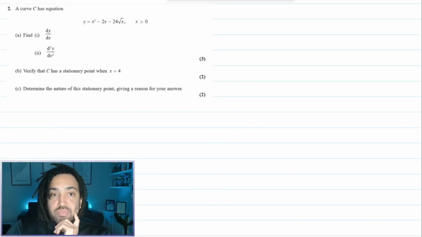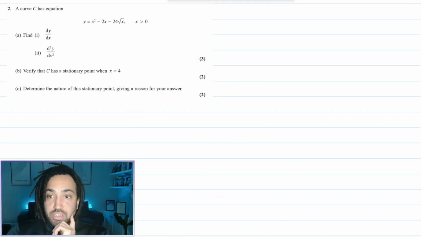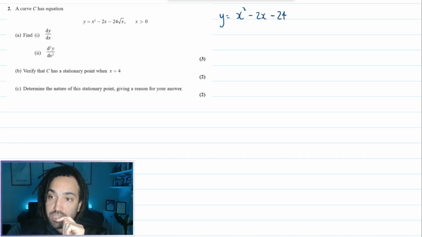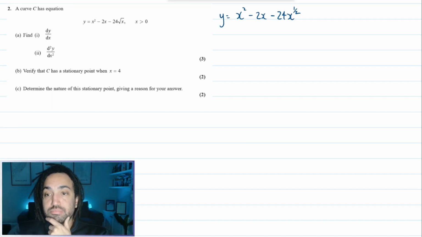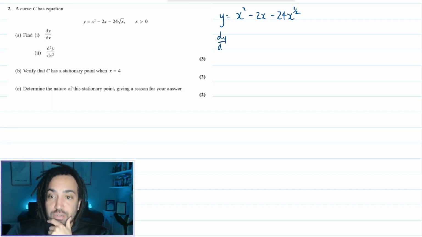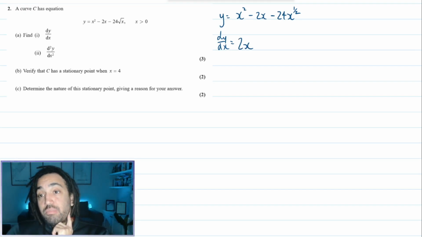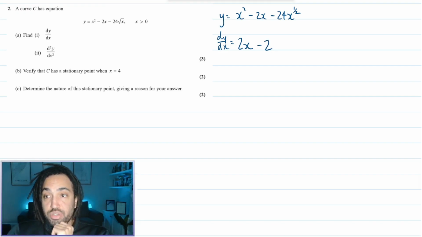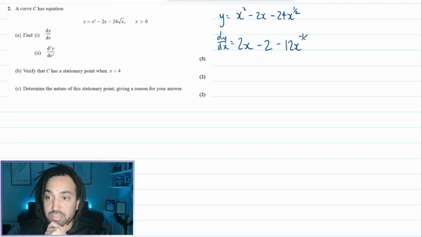Question number 2, and we are going to be differentiating. First off, I need to write it in the form where I can differentiate it. The problem piece here is this root x. We can write that as x to the power of a half. Next I'm going to find dy by dx. So we bring the power down and then drop the power down by 1 to make 1. Minus 2x differentiates to just minus 2. Again, bring the power down, so times 24 by a half gives me 12, and then drop the power down by 1.